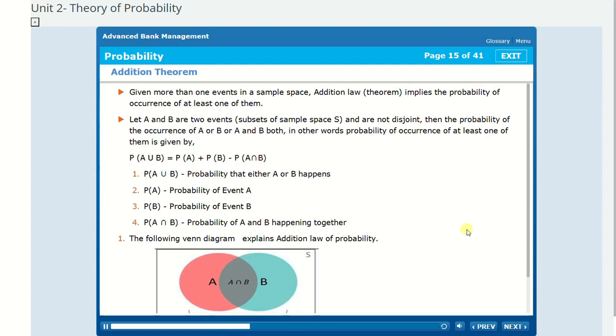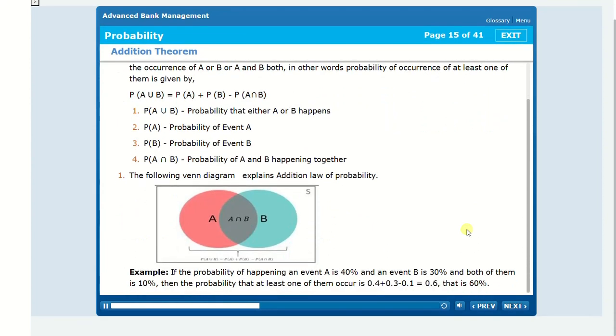1. P(A ∪ B): probability that either A or B happens. 2. P(A): probability of event A. 3. P(B): probability of event B. 4. P(A ∩ B): probability of A and B happening together. 5. The following Venn diagram explains the addition law of probability.